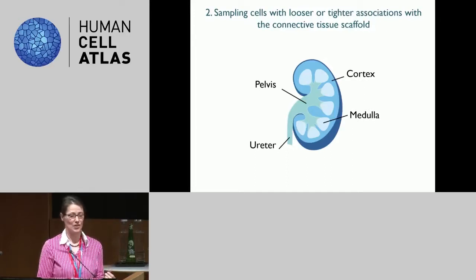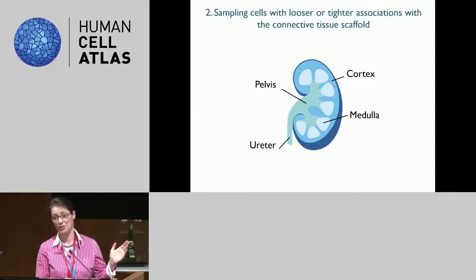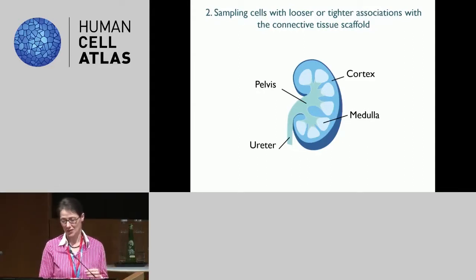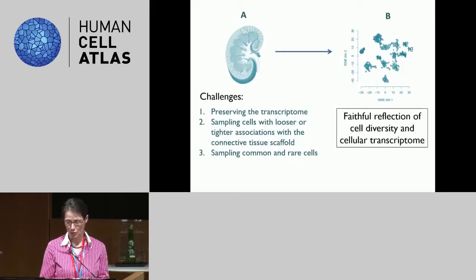we not only need to develop protocols that may be specific for organs, but also specific for different parts of even the same organ. So for the organ that I'm interested in, the kidney, dissociating the cortex, the outer bit, is much, much easier than dissociating the pelvis, which is really fibrous. So again, we need to generate protocols that allow us to look at all areas of each organ.